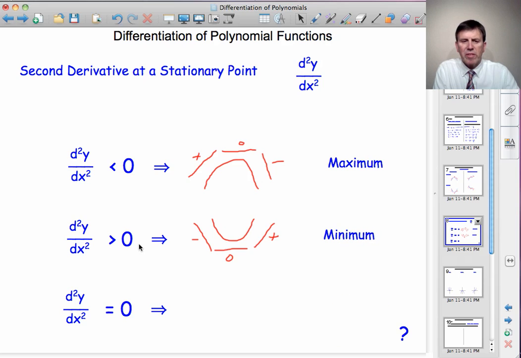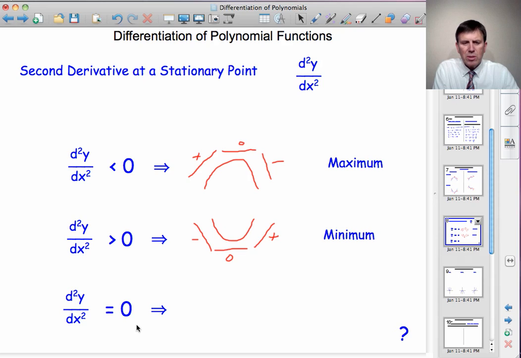So if the second derivative is positive when dy by dx is 0, we have a minimum, and if the second derivative is negative, we have a maximum. And you need to learn those two facts. They're perhaps counterintuitive to what you might have thought. Negative gives you a maximum, positive gives you a minimum. Perhaps your gut feel would be the other way around.